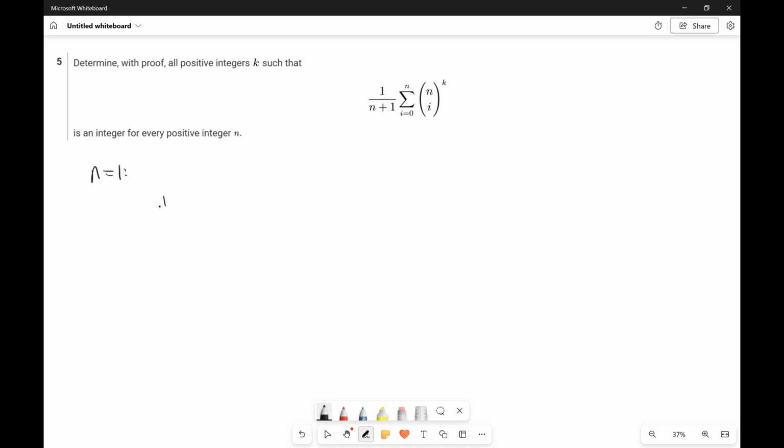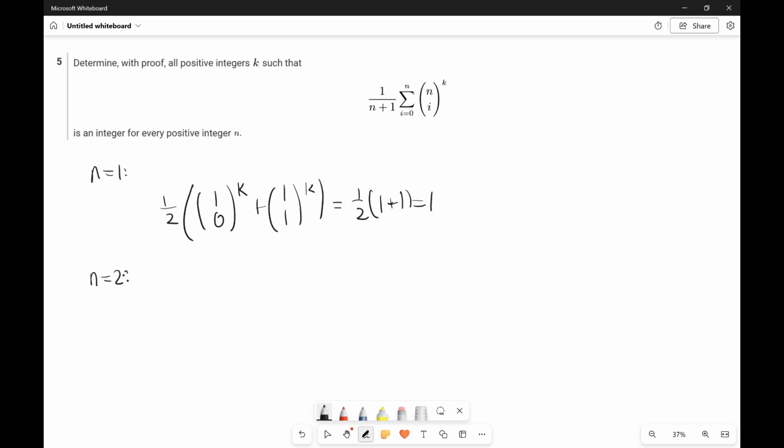but we end up getting 1/2 times the sum, which is (1 choose 0) to the k plus (1 choose 1) to the k, which is always just 1/2 times 1 plus 1, which is 1. So n equals 1 doesn't tell us anything at all. So what about n equals 2?